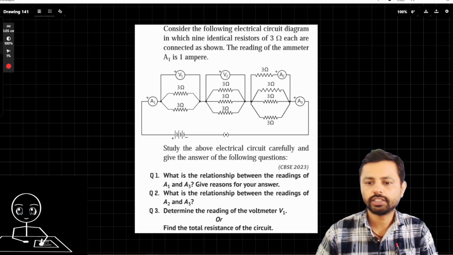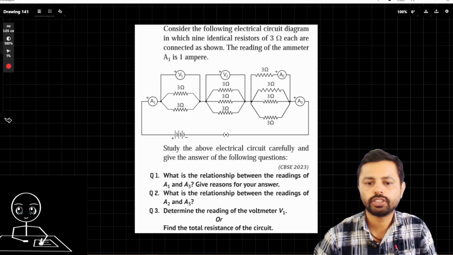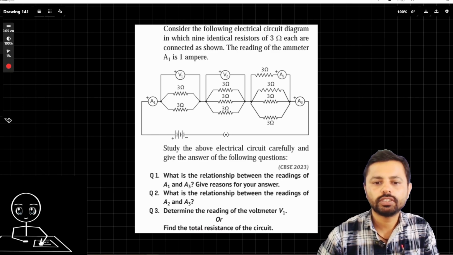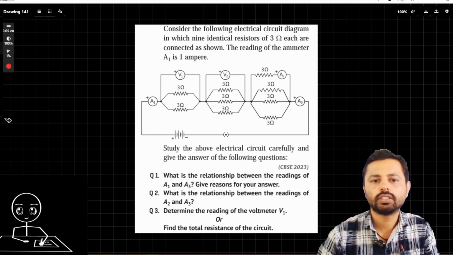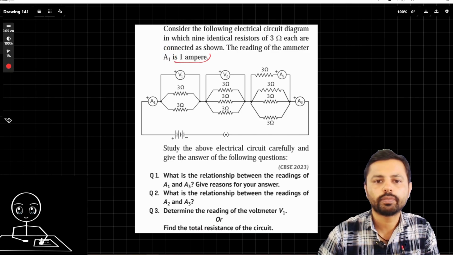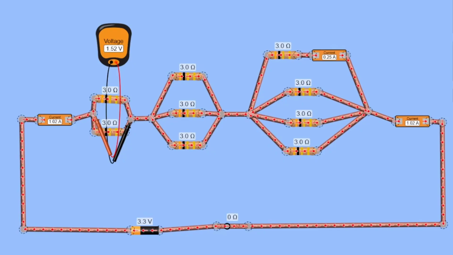This question was asked in 2023. At first impression, it might look very confusing. What they have given is a battery connected. The A1 reading is 1 ampere, this one is 1 ampere, and the resistances are given. They have asked some questions.